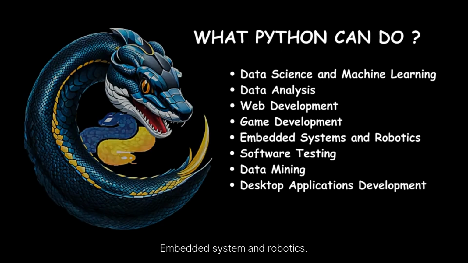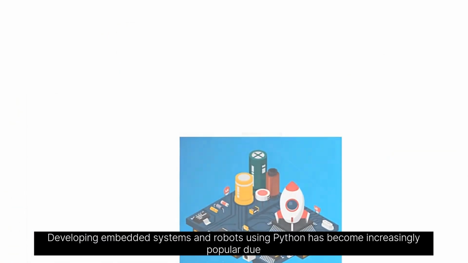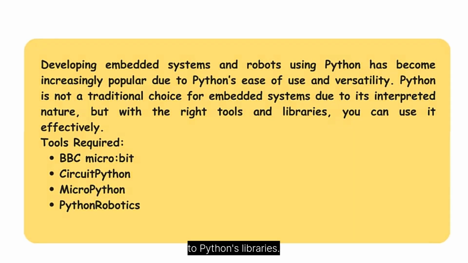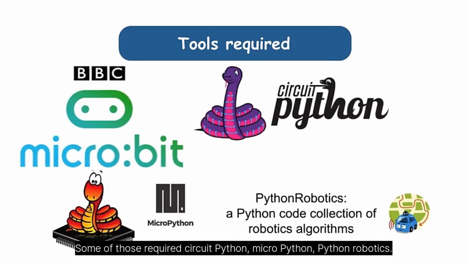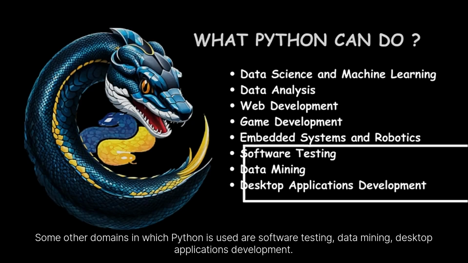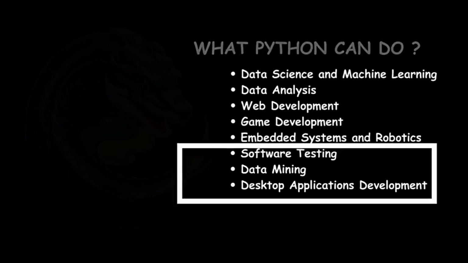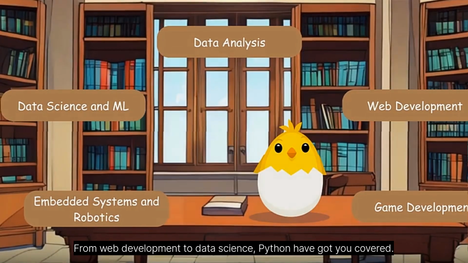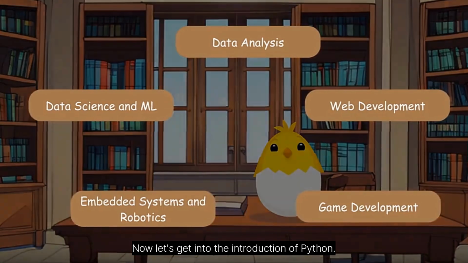Embedded systems and robotics. Developing embedded systems and robots using Python has become increasingly popular due to Python's libraries. Tools required: CircuitPython, MicroPython, Python robotics. Some other domains in which Python is used are software testing, data mining, and desktop application development. From web development to data science, Python has got you covered. I hope you have got to know what Python can do. Now let's get into the introduction of Python.